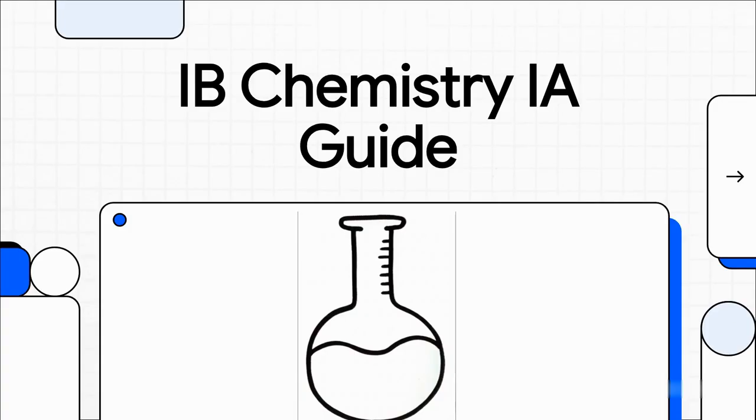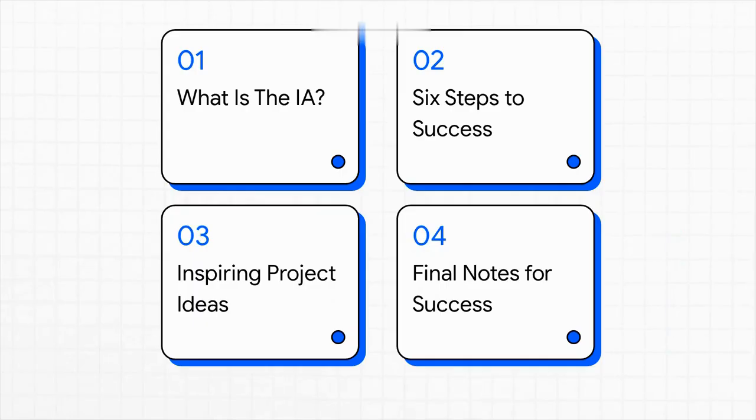Let's do this. So here's our game plan. First, we're going to figure out what the IA really is. Then I'll give you a super clear 6-step process to follow. After that, the fun part, we'll dive into a bunch of project ideas to get your own creativity flowing. And we'll wrap up with some final tips to make sure you absolutely nail it.